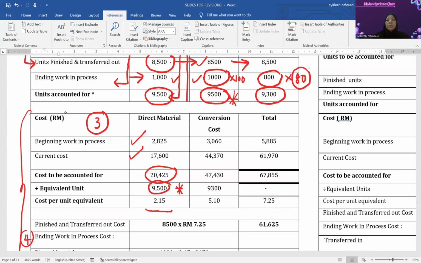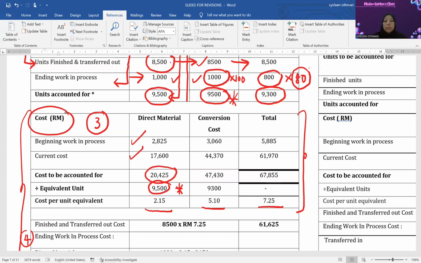And conversion cost pun kita akan buat RM5.10. So untuk siapkan satu produk di department ini, cost untuk barang yang telah siap will be RM7.25. And kita kena jumlahkan di bahagian total. Okay, as you can see, this is actually cost table. So bila kita buat cost table, yang kita jumlahkan ialah yang bahagian cost sahaja.